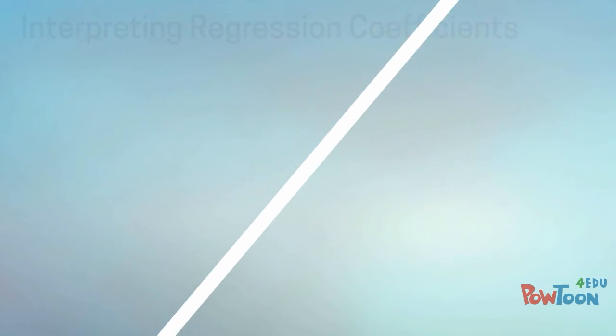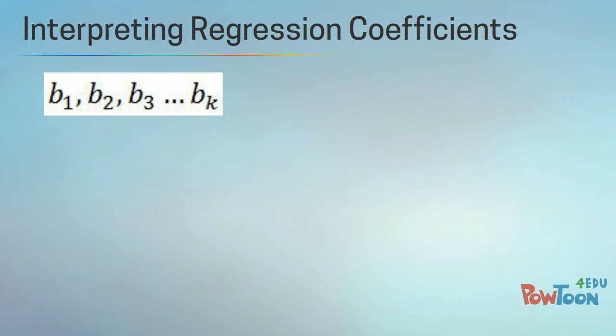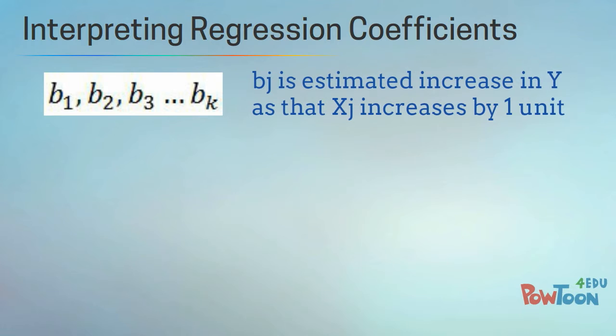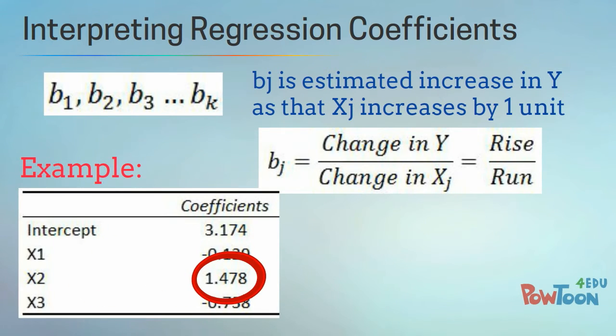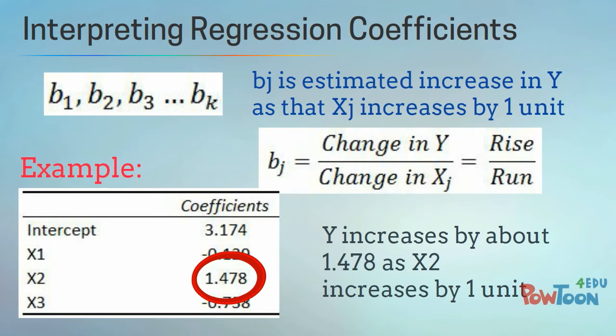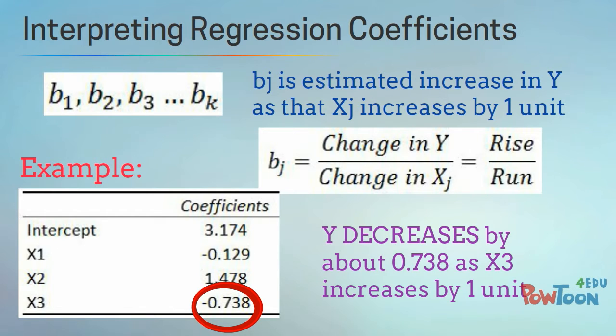As with simple regression, we often want to interpret the values of the coefficients b1, b2, b3, etc. Each coefficient bj represents the estimated increase in y as that xj increases by 1 unit. That is, change in y divided by change in x, or rise over run. In our example, b2 equals 1.478, so we would estimate the value of y increases by about 1.478 units when x2 increases by 1 unit. Similarly, b3 equals minus 0.738, so we estimate that y decreases by about 0.738 units as x3 increases by 1 unit.